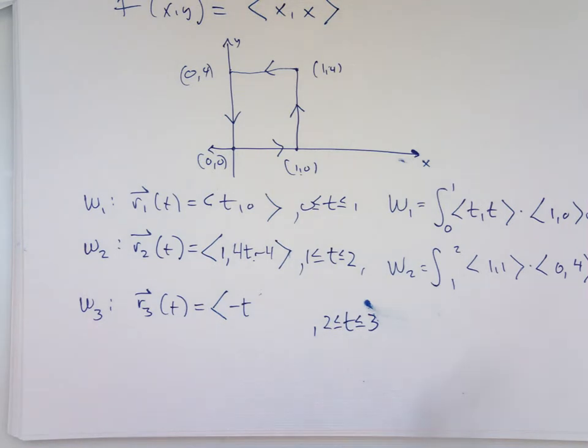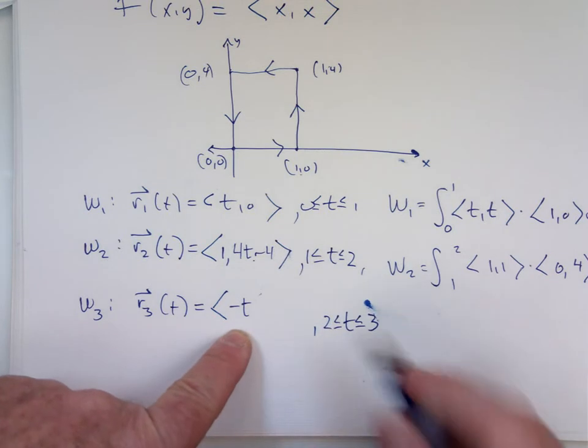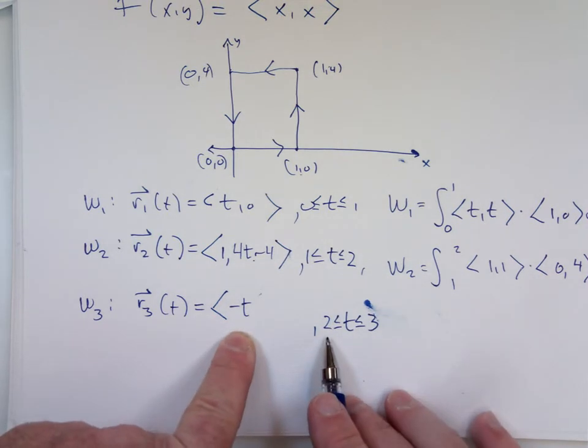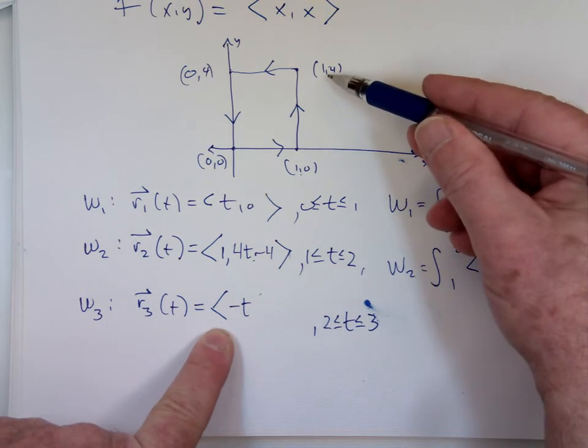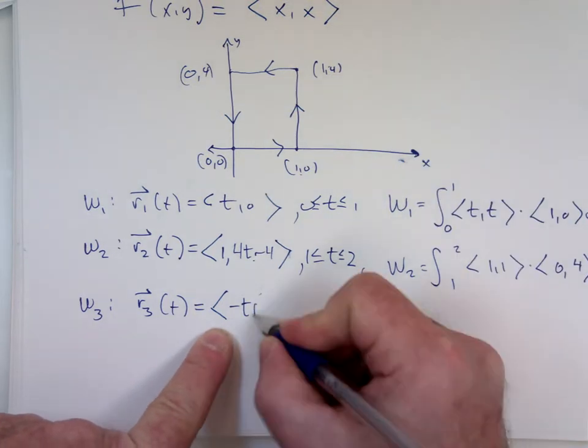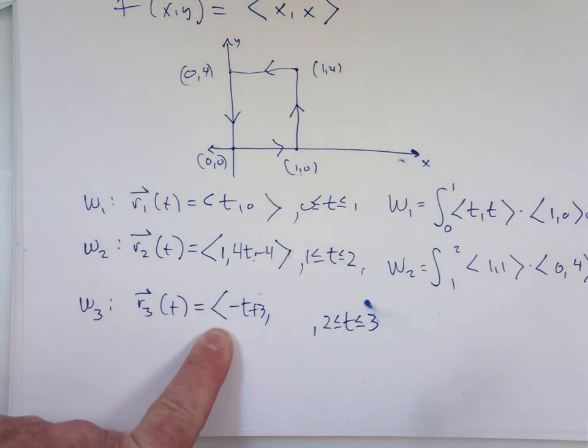Let's check it out. Negative t plus 3. If you're starting t at 2, this is negative 2. But I want to start at 1. Add 3. What's my y coordinate? Y component? 4. 4.